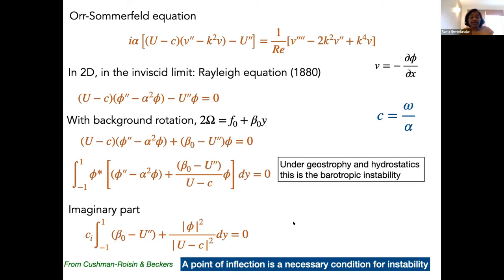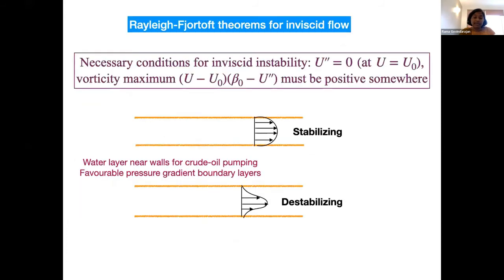So, let's now drop beta 0. Let's look at u double prime, a point of inflection. If this changes sign, it should go through a 0 somewhere. And if u double prime is 0, u prime is a maximum. So that's a point of inflection. That is a necessary condition for instability. This is the Rayleigh condition. A further condition was derived by Fjortoft, which says it should be a vorticity maximum.